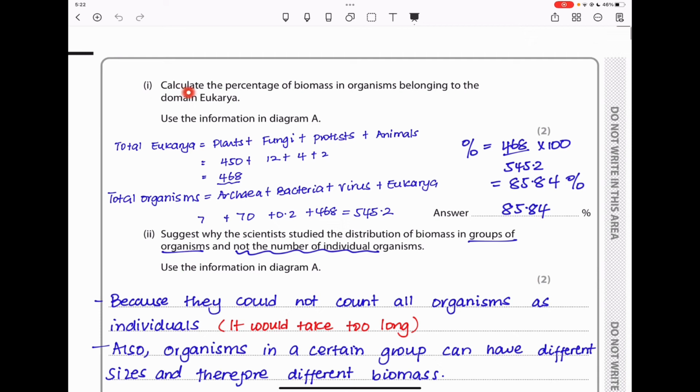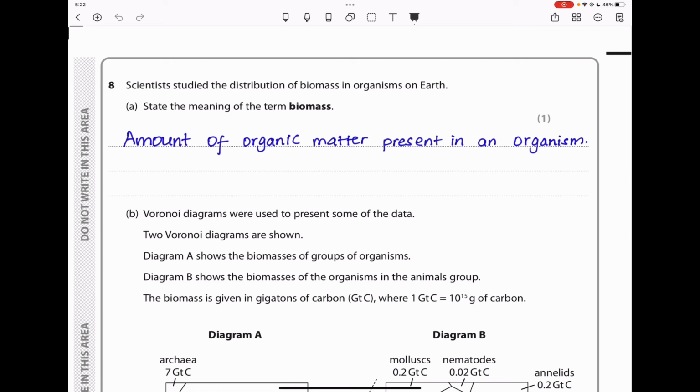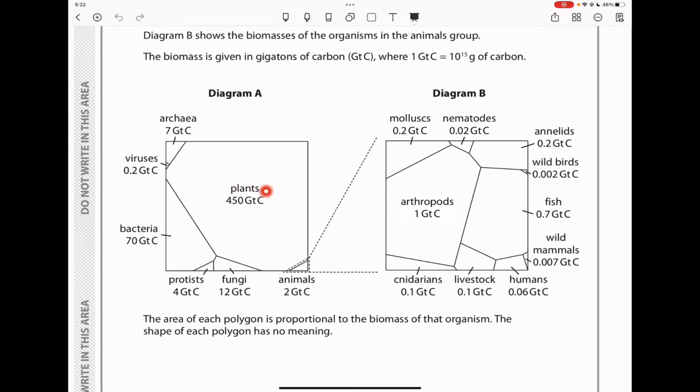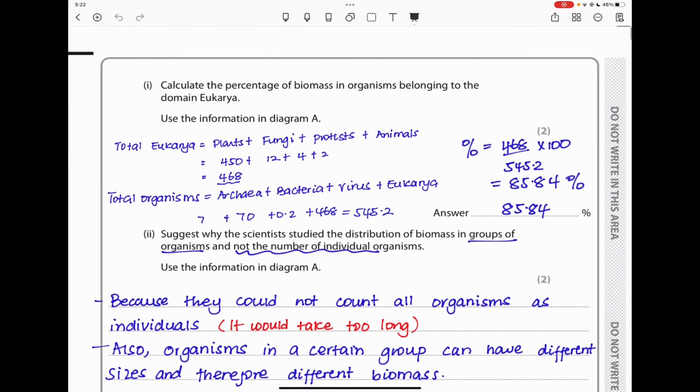The first part, they say calculate the percentage of biomass in organisms belonging to that domain Eukarya. They want us to use information from diagram A. I want to take you back to diagram A so that we can look at which ones are the Eukarya. Diagram A, we know eukaryotes, the plants. We know animals are Eukarya, fungi are Eukarya, and protists are Eukarya. So I'm going to add that, and that to get the total Eukarya. When I added the total Eukarya, I got 468.